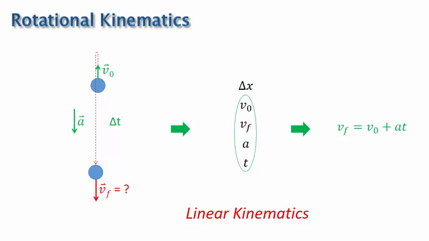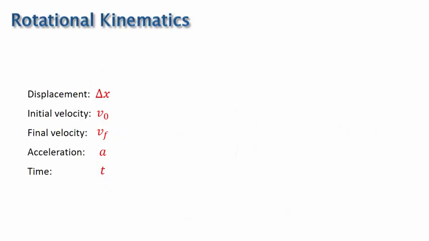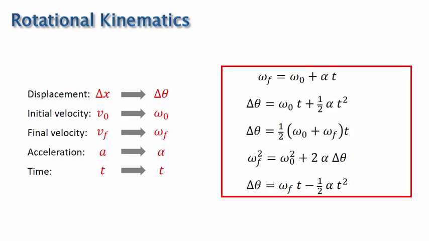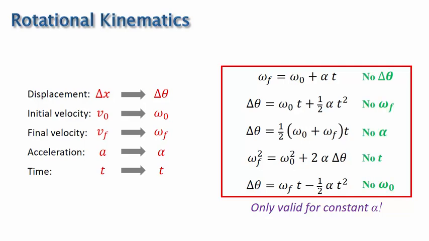So here are the 5 linear kinematic variables again, and we'll replace them with the equivalent angular variables. When we replace the variables in the linear kinematic equations with angular variables, we then get this set of angular or rotational kinematic equations. Just as with the linear kinematic equations, these equations are only valid when the angular acceleration is constant. And as a method to select the correct equation to use, we can again recognize that each equation is missing one of the 5 kinematic variables.